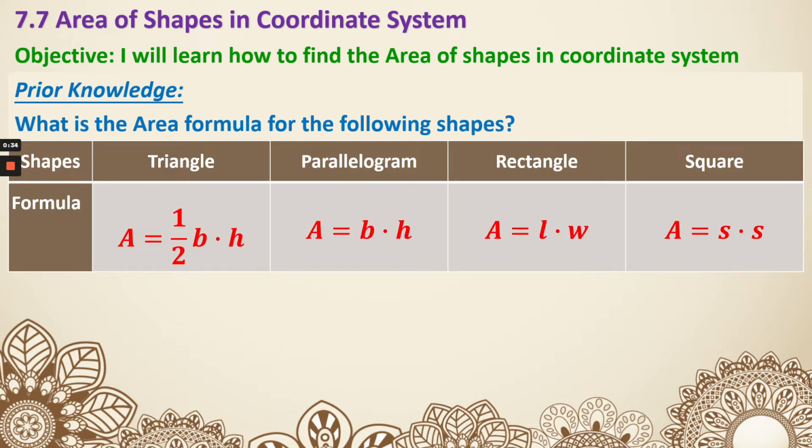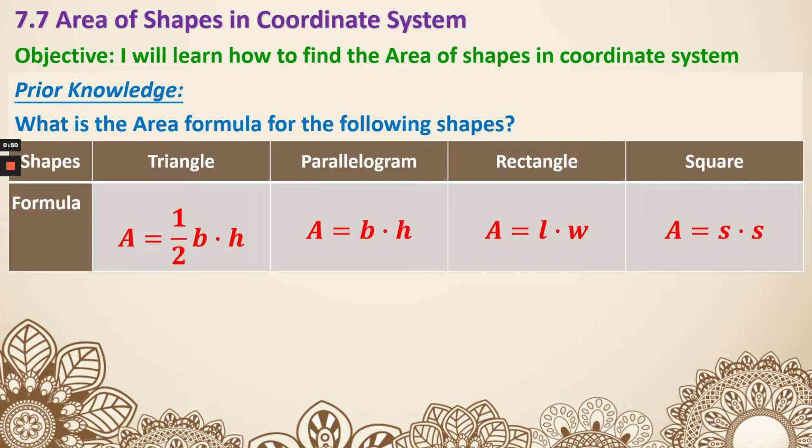Triangle, the formula is area equals 1/2 times base times height. Parallelogram, area equals base times height. Rectangle, area equals length times width. And square, area equals side times side.